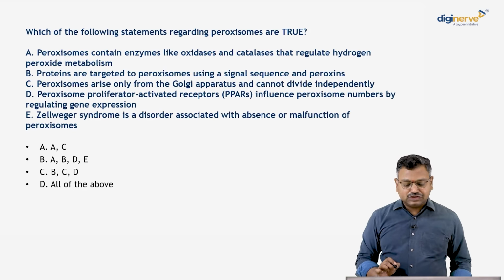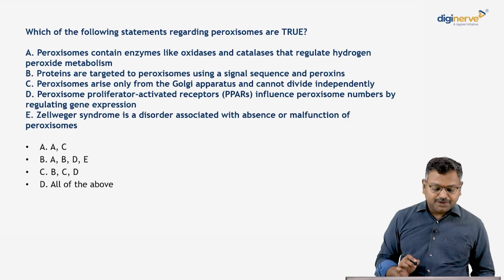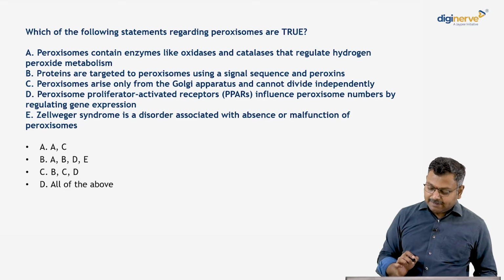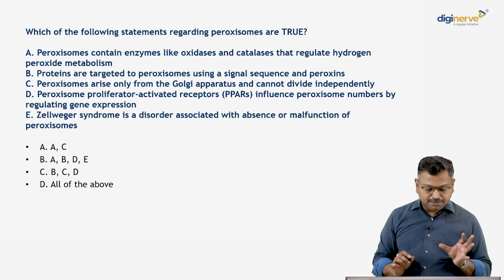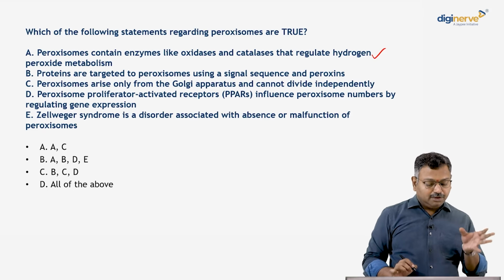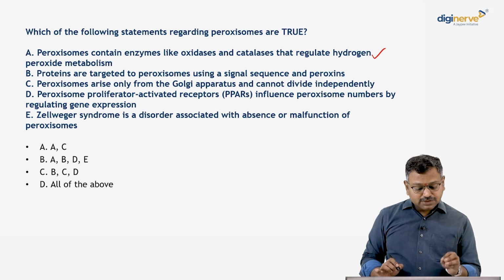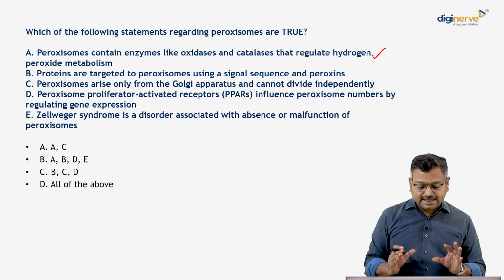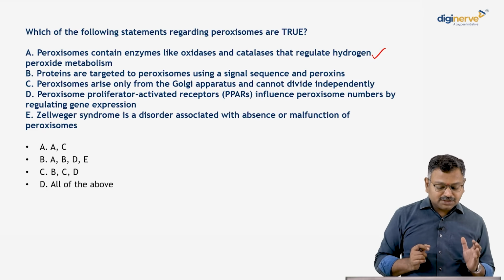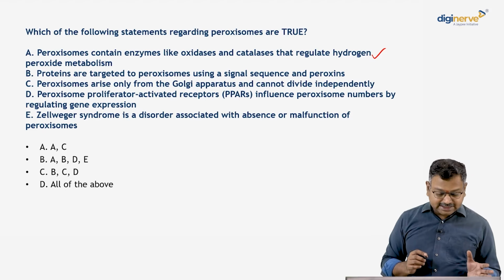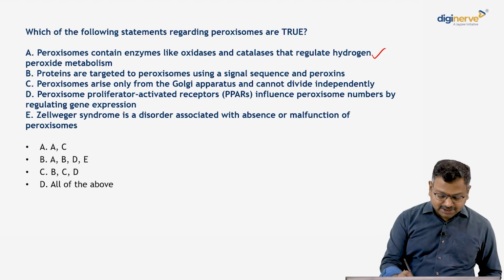Which of the following is true regarding peroxisomes? So peroxisomes contain enzymes like oxidases and catalases that regulate hydrogen peroxide metabolism. This is an important factor that you have to remember. This is the primary action of peroxisomes. Proteins are targeted to peroxisomes using signal sequence and peroxins. Peroxisomes arise only from the Golgi apparatus and cannot divide independently. Peroxisome proliferator-activated receptors, that's the PPAR, influence peroxisome number by regulating gene expression. Definitely right, so that is one thing that you know.